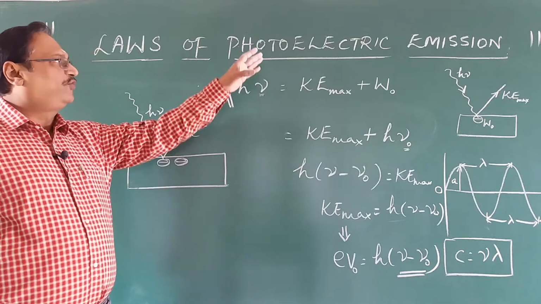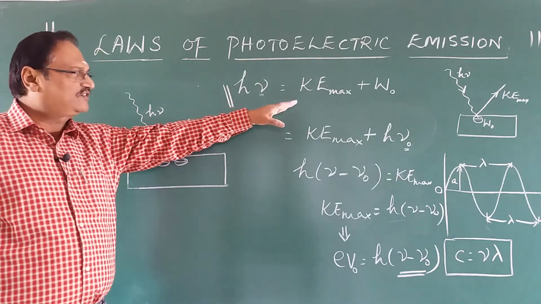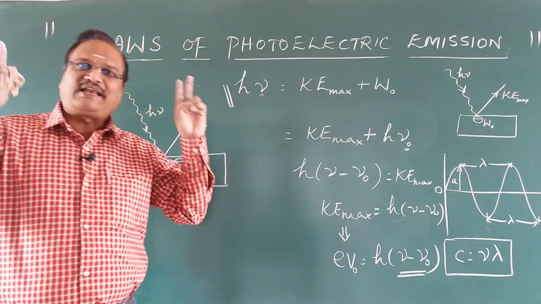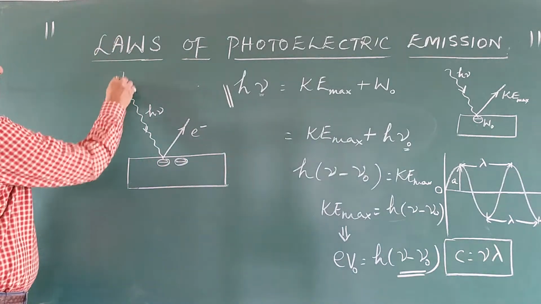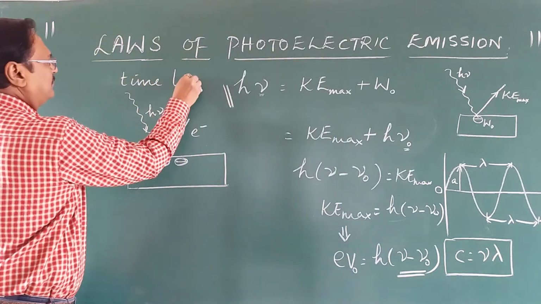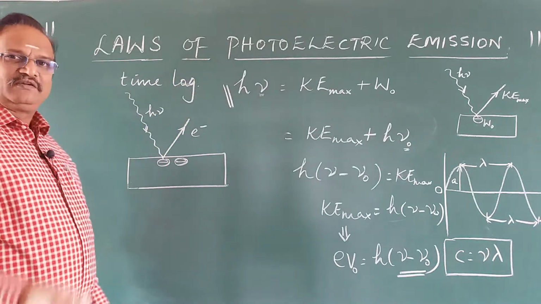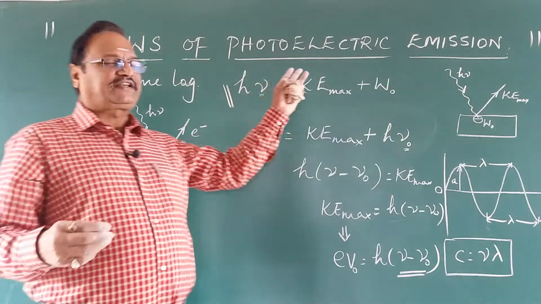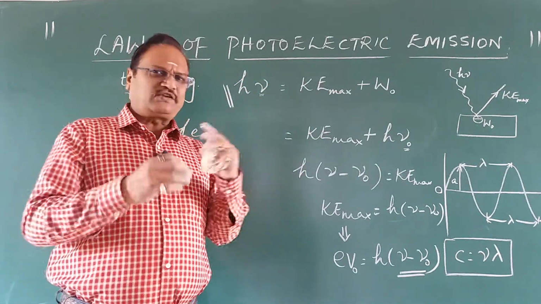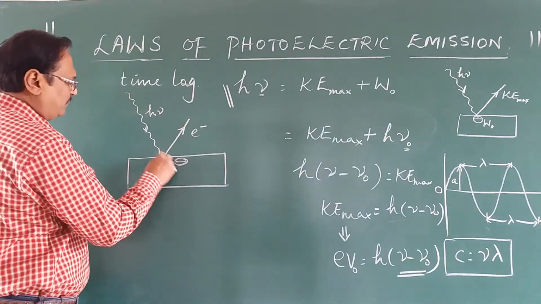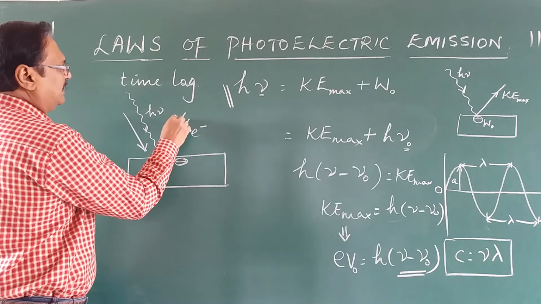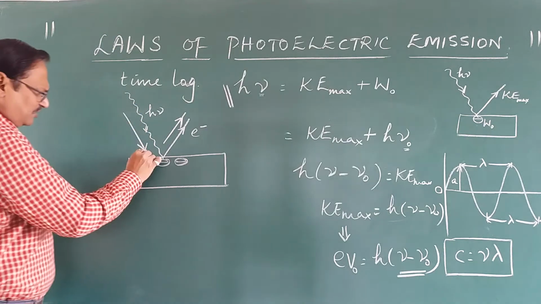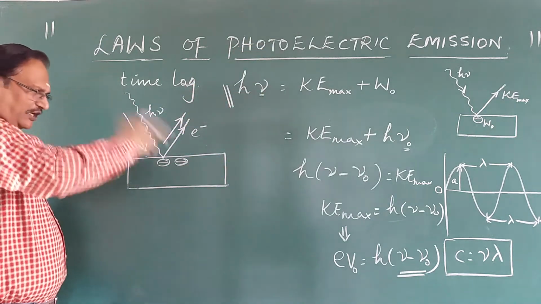But photoelectric emission, based on Einstein's photoelectric equation, says that there is no time lag. What does it mean? The process of photoelectric emission is instantaneous. That means there is no time lag between the incident photon and the ejected electron. The moment it hits, the electron comes out.